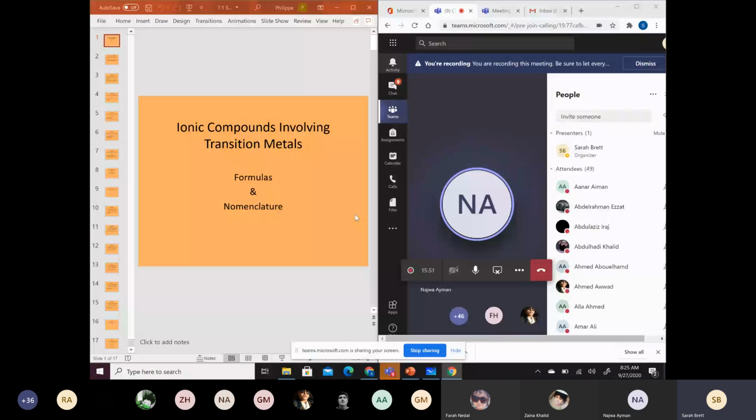Okay, so new heading, ionic compounds involving transition metals. By the way, this nomenclature is the name of the naming system we use. It's a fancy word, but it is the name, it's the naming system we use for compounds, okay? That's all it is, okay?